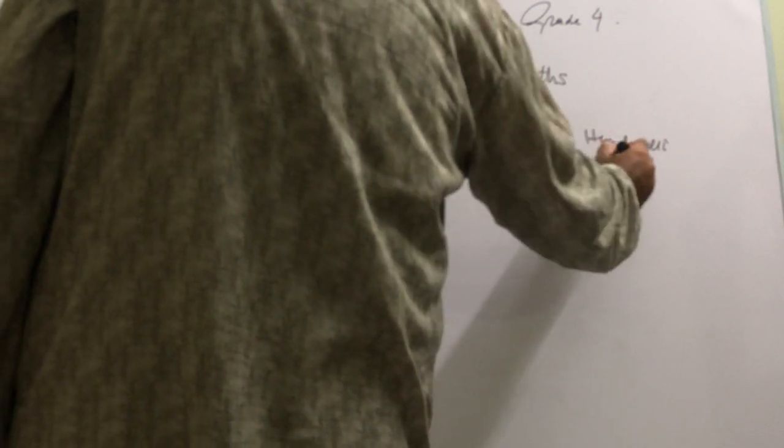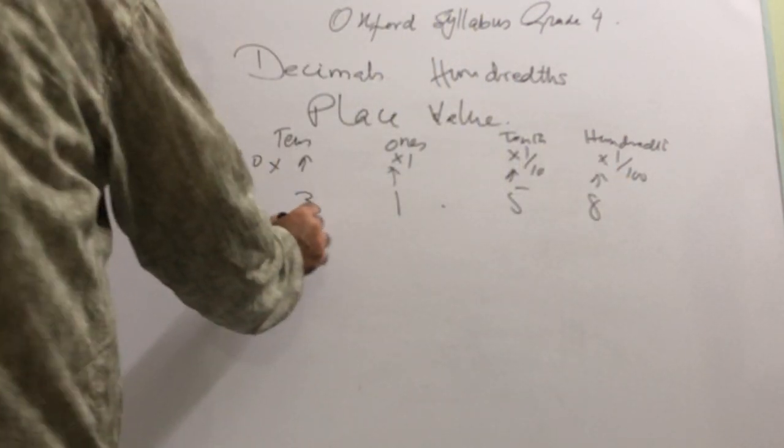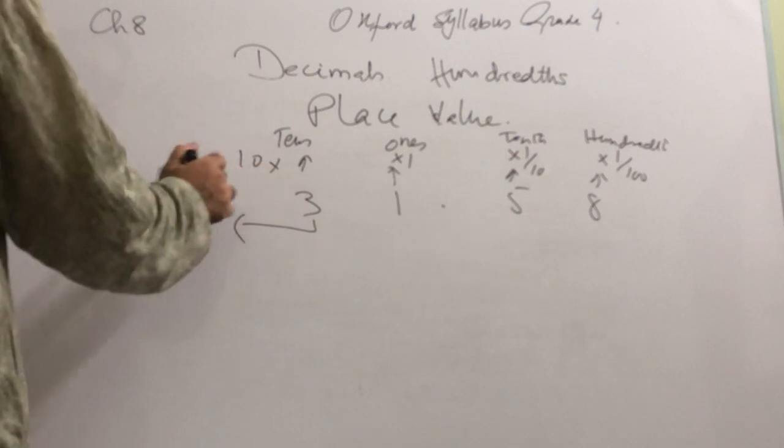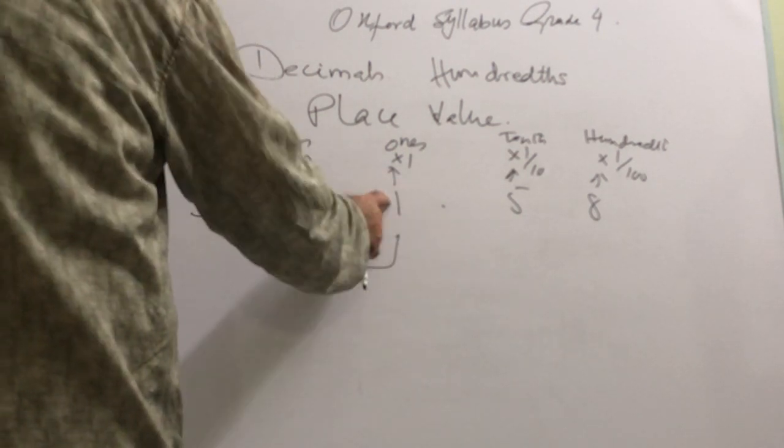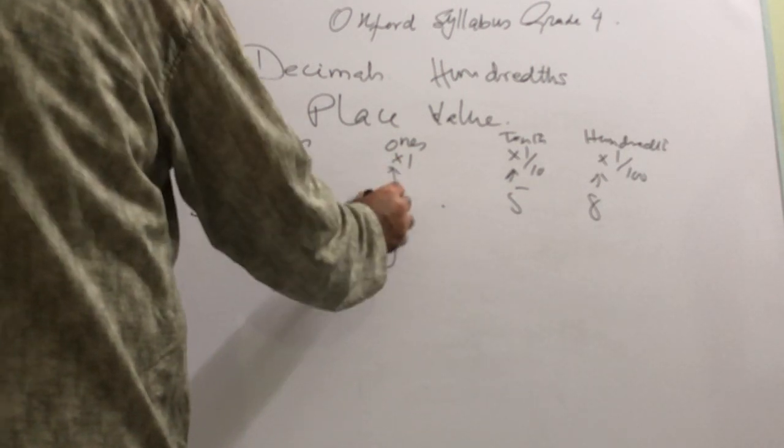We multiply with 1, this is 1 over 10, multiply with 1 over 100. Okay. This will be multiplied by 1 over 10 and this will be 1. Now, how to find the place value? Place value of 3. 3 multiplied by 10 is 30. Place value of 3 is 30. For 1, 1 multiplied by 1 is 1. Place value of 1 is 1.